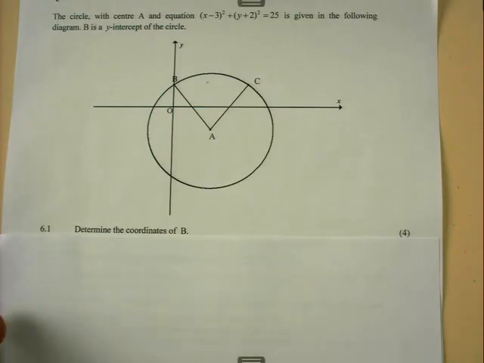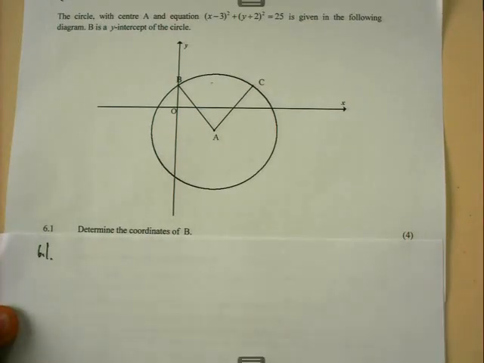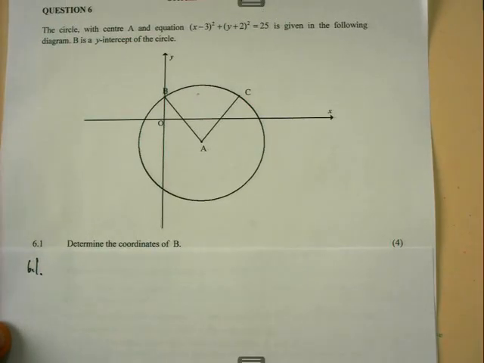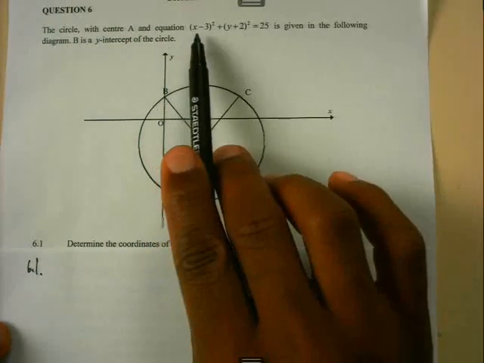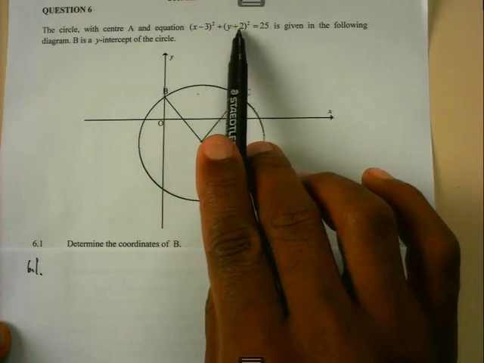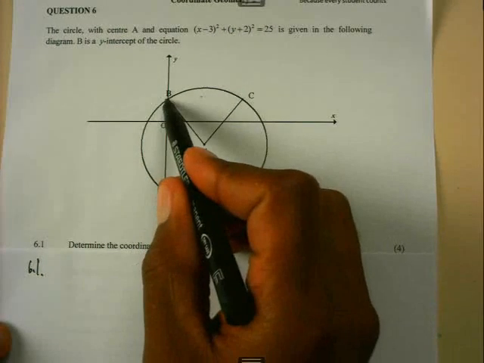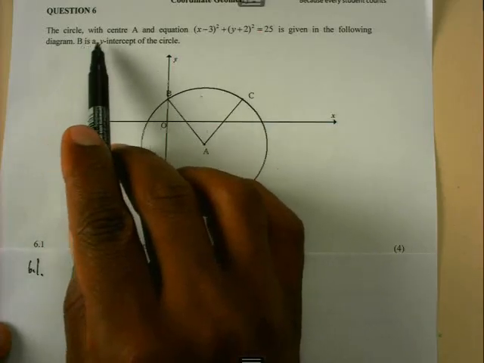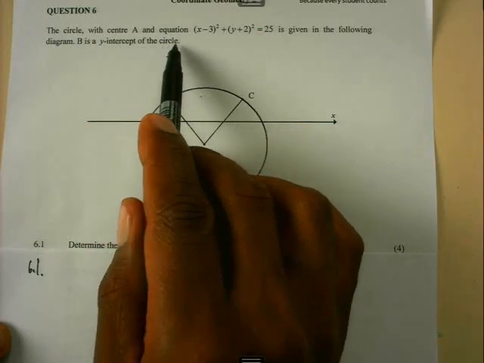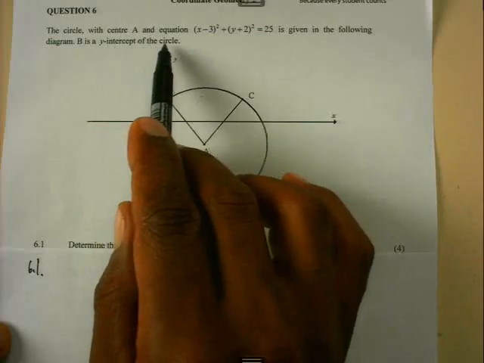Right, thank you very much. Now let us look at 6.1 here, the coordinates of B. Remember now we have the equation (x minus 3) all squared plus (y plus 2) all squared is equal to 25. Now, we need to look at B. B here they said is a y-intercept of the circle.